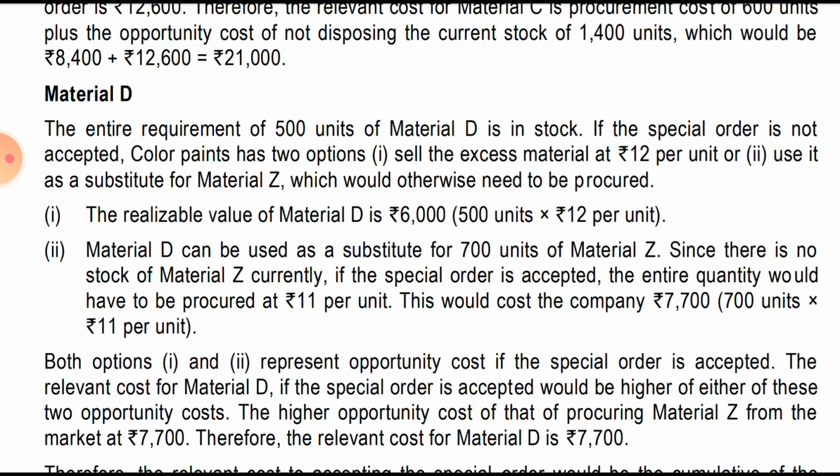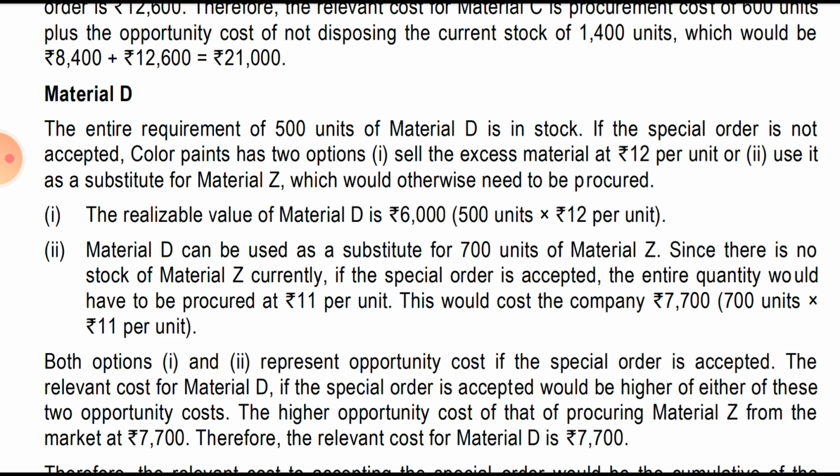Since there is no stock of material Z currently, if the special order is accepted, the entire quantity would have to be procured at 11 per unit. That is Z's purchase price. This would cost the company 7,700, that is 700 into 11. Both option 1 and 2 represent the opportunity cost.